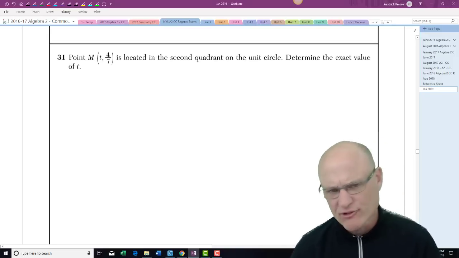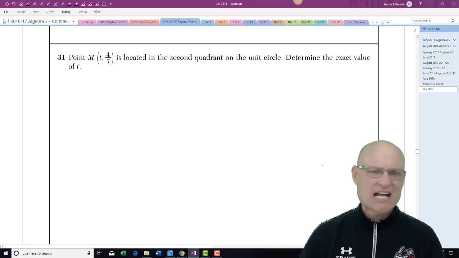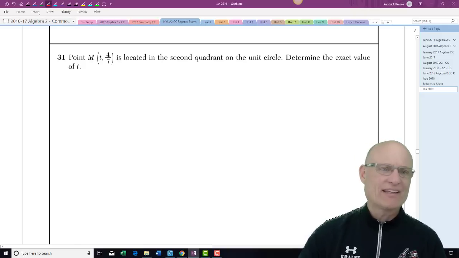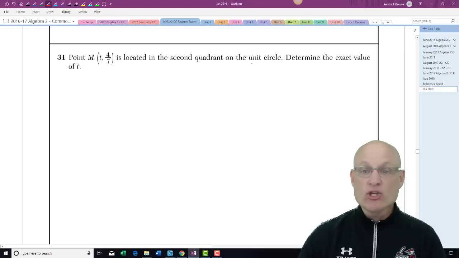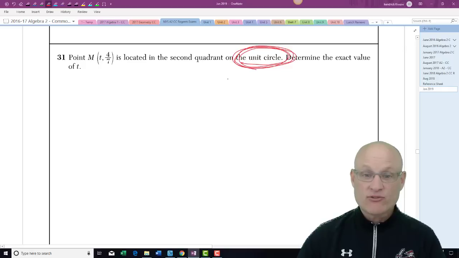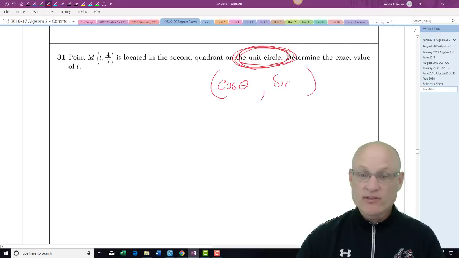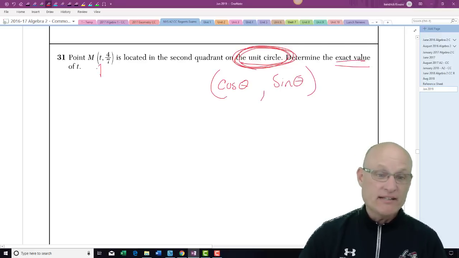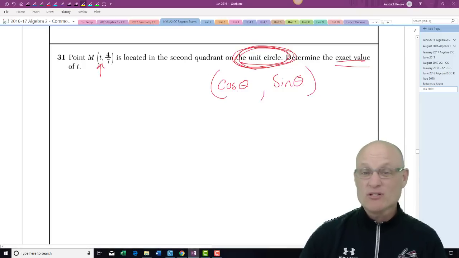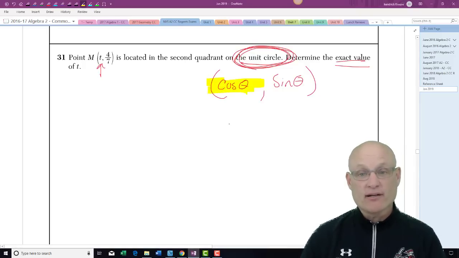So as you read this question, the point M, t, comma 4/7 is located in the second quadrant on the unit circle. Now that's the most important thing. As soon as they say unit circle and you're given a point, this is the cosine of theta and this is the sine of theta. Now they want the exact value of t. Well, what are they really asking for? They're really asking you for cosine of theta, only because it's the unit circle.